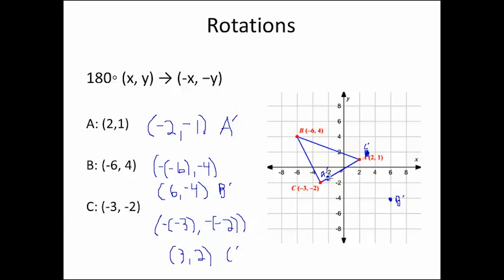We can draw out our triangle, and again noticing that is congruent to what we started with. Definitely different orientation. And we have gone 180 degrees halfway around our circle.